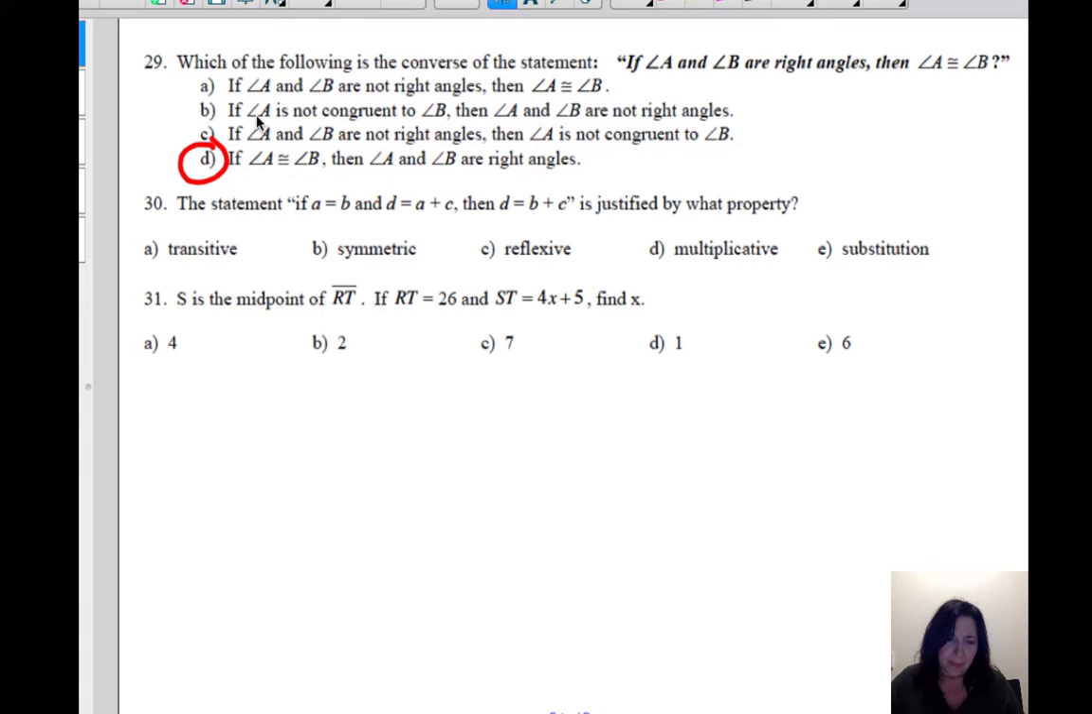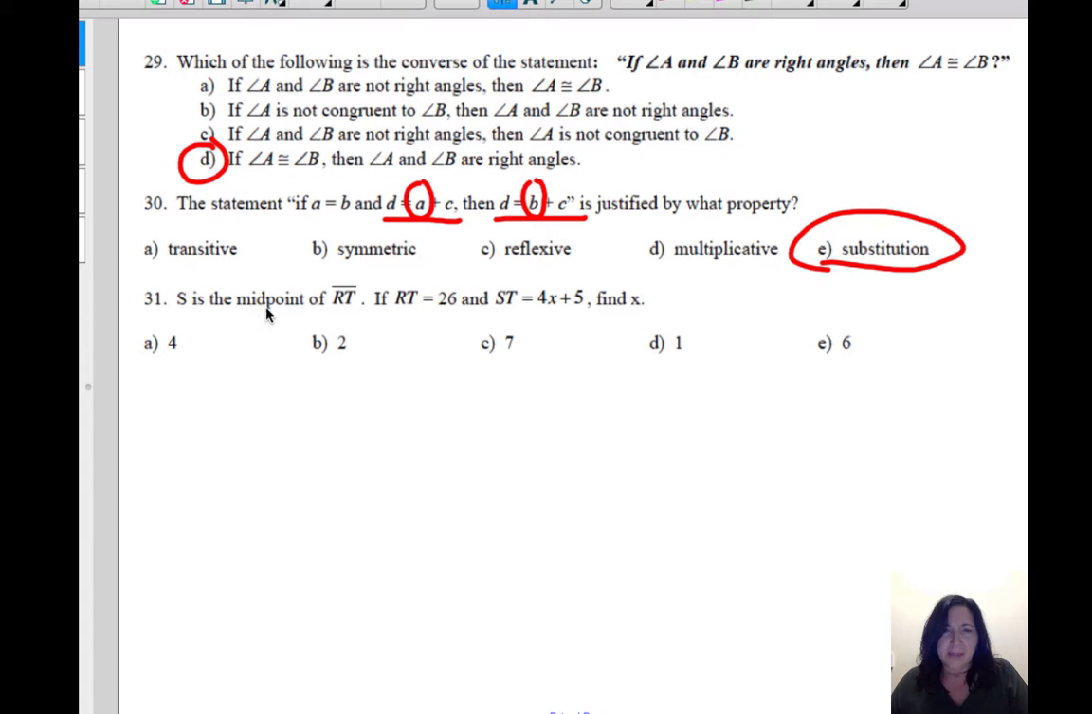All right. The next question says the statement, if A equals B and D is equal to A plus C, then D is equal to B plus C. So what they did was they took out the A and they put in the B. So that's just the substitution property of equality. There it is.